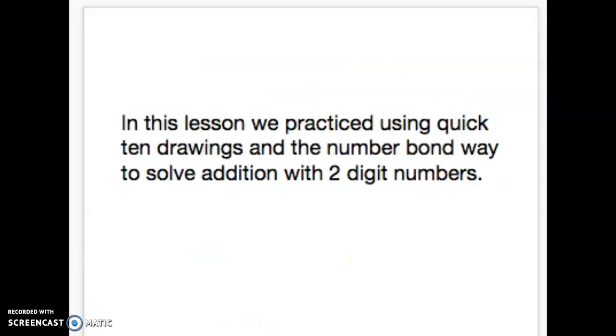So in this lesson today, we practiced using quick tens drawings and the number bond way to solve addition with 2-digit numbers. Keep up the good work.